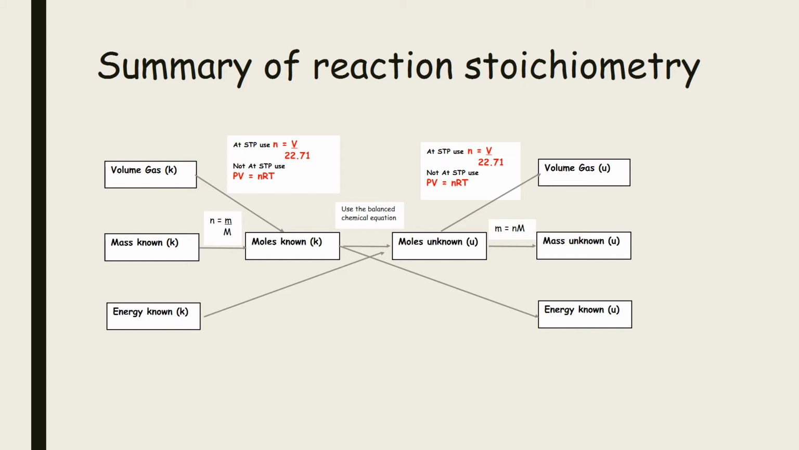Here's our typical scenario. If you had a volume of gas, you'd find moles known, moles unknown, and then you could find the energy released. If you had a mass known, you'd find moles known, and then you could find the energy released. If you started with energy, you can work out the moles from that and then find what you're looking for.